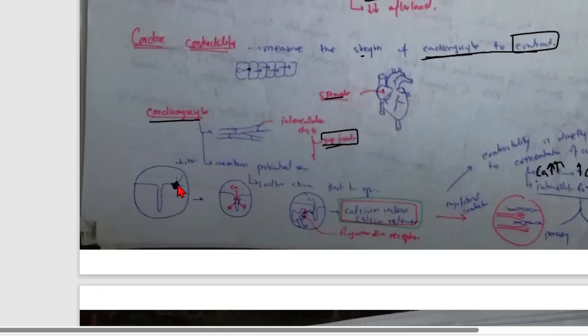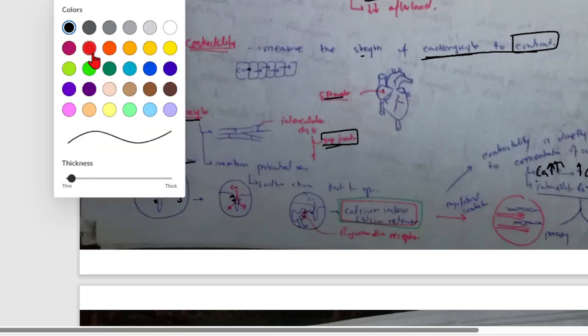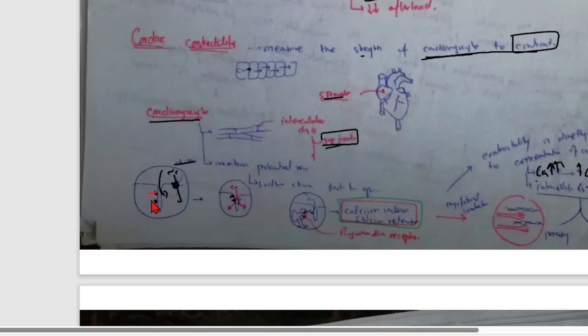First there is a sodium channel. When the sodium channel is activated, sodium moves in, and that activates the calcium channel, and calcium moves inside. This calcium channel is linked with another receptor, the ryanodine receptor, and that ryanodine receptor is actually present in the sarcoplasmic reticulum.